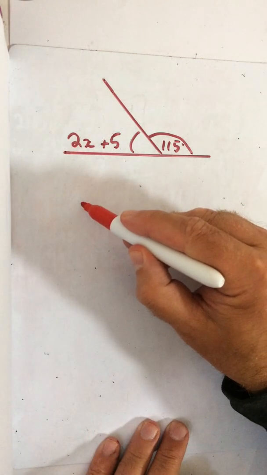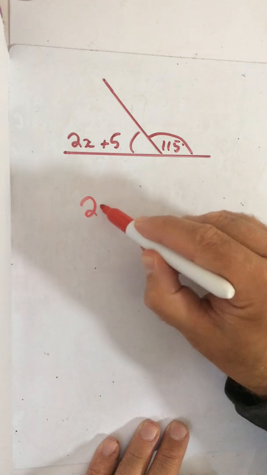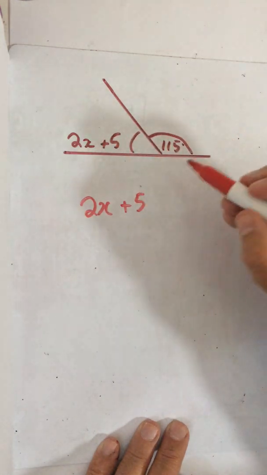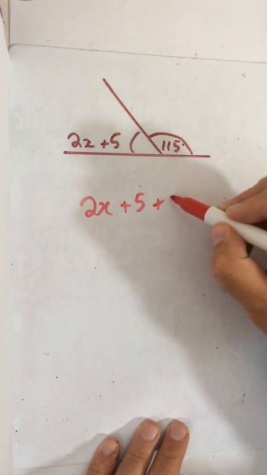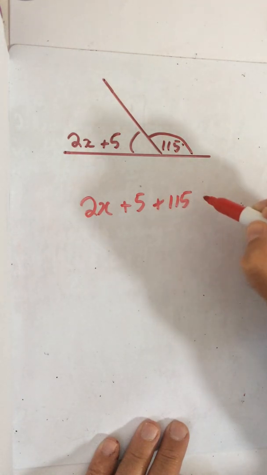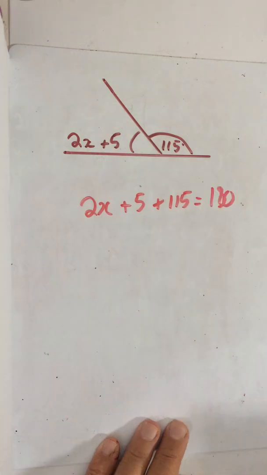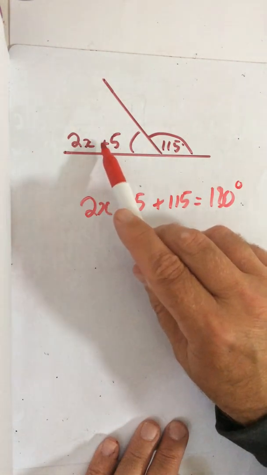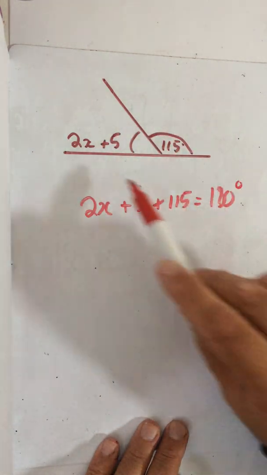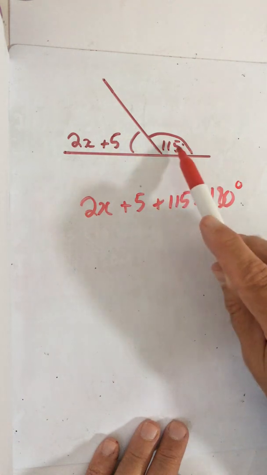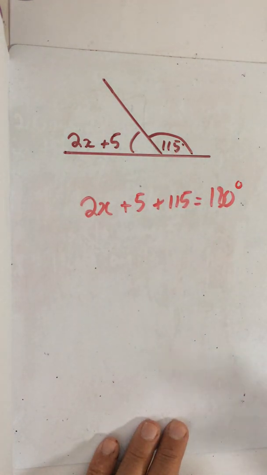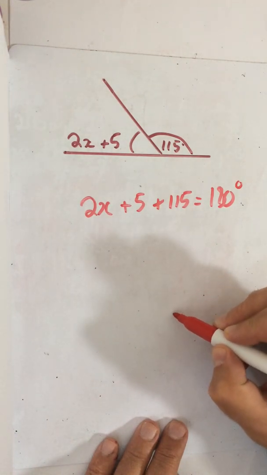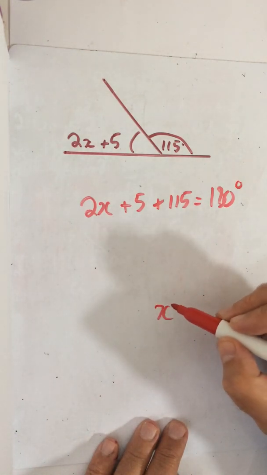Right, so the equation is pretty straightforward. We've got 2x plus 5. So we know that this angle here is 2x plus 5. This angle here is 115. We know that that totals 180 degrees, isn't it? Because this angle plus that angle is 180. This angle is 2x plus 5, that angle is 115. So from here, we just want to be left with x on this side of the equation.